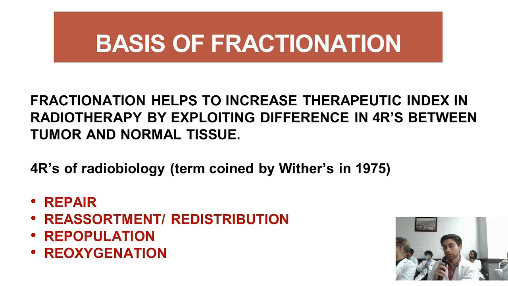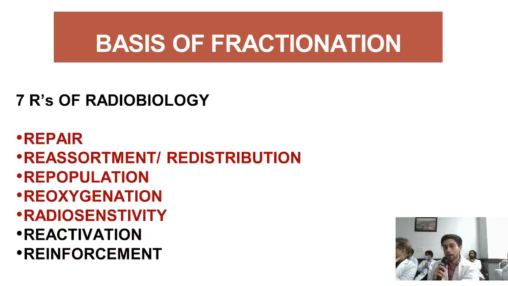In 1975, Withers termed the 4 R's of radiobiology, which were repair, redistribution, repopulation, and reoxygenation. What fractionation does is help us increase the therapeutic index in radiotherapy by exploiting these 4 R's between tumor and normal tissue. Later on, they kept adding more R's to radiobiology. Right now we have 7 R's, but the ones marked in red are the core basis of fractionation. That would be repair, redistribution, repopulation, reoxygenation, and radiosensitivity.